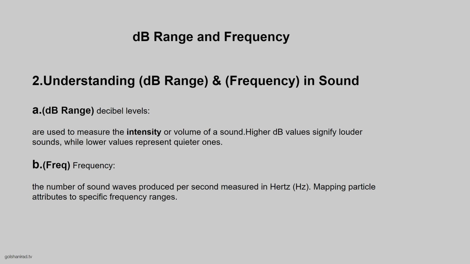Number two, dB range and frequency. It is good to know the difference and understand the dB range and frequency. dB range is used to measure the intensity of the volume of the sound. You can remember it as the intensity, and the frequency is the number of sound waves produced per second.